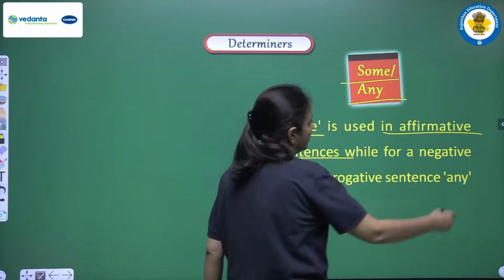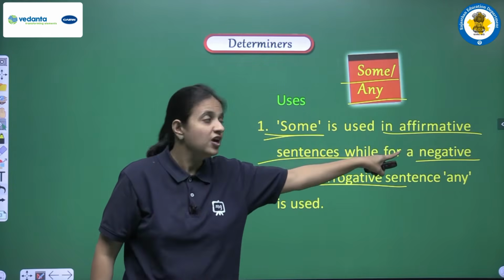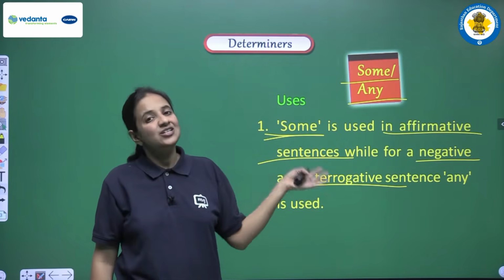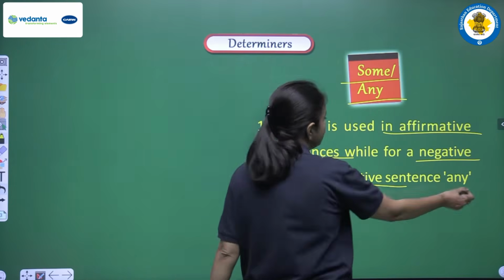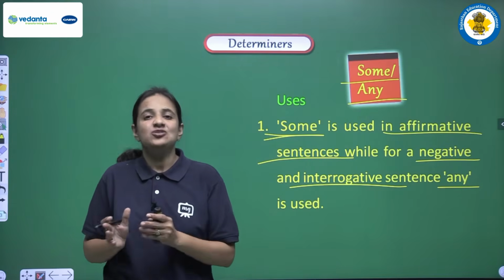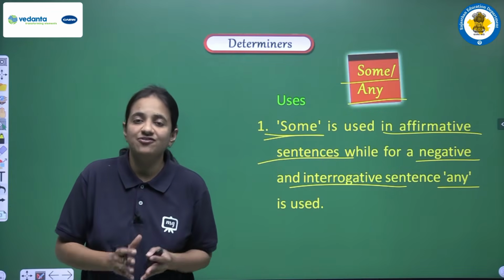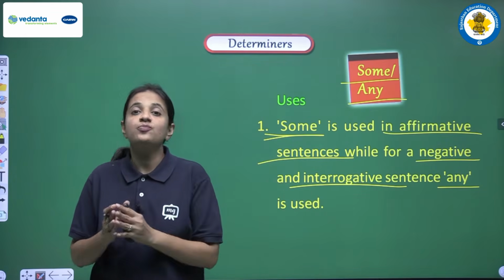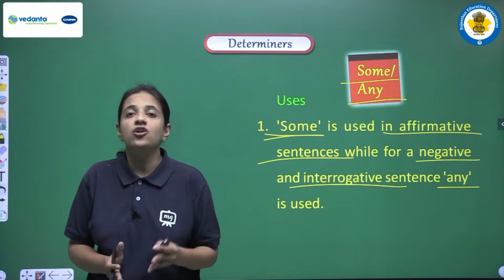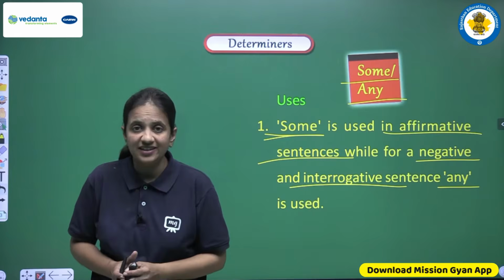But if we have a negative or interrogative sentence, meaning a sentence in which we have not, or a sentence in which we have a question and a question mark at the end, in such sentences we have to use any. So this is the first difference between some and any. Clear? I am repeating this one more time. Some and any are determiners, and the difference is that some is used in positive, affirmative sentences, and if we have a negative or interrogative sentence, we have to use any. Clear?